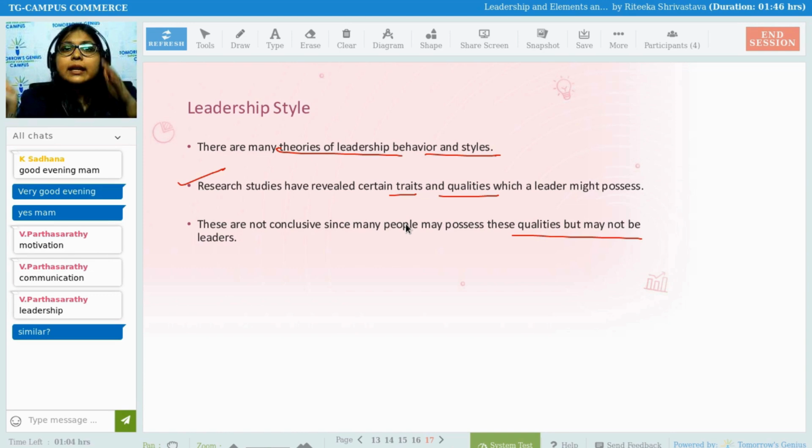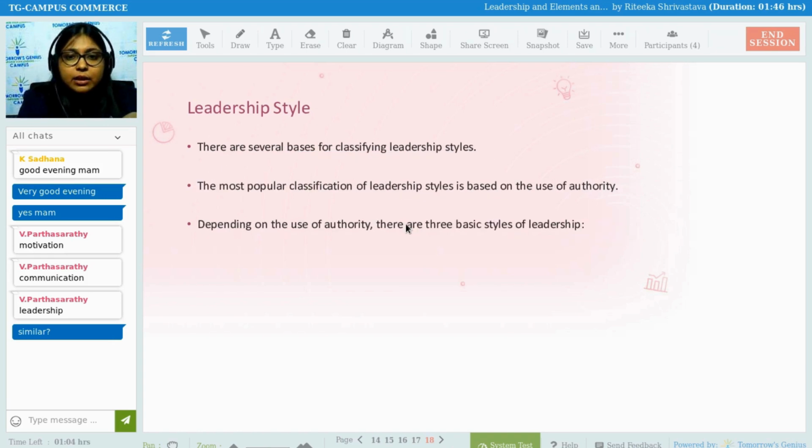It is also possible that the person is a leader but he does not possess all the qualities of a leader. Both situations are possible practically in real life. Fine. So there are several bases for classifying leadership style.